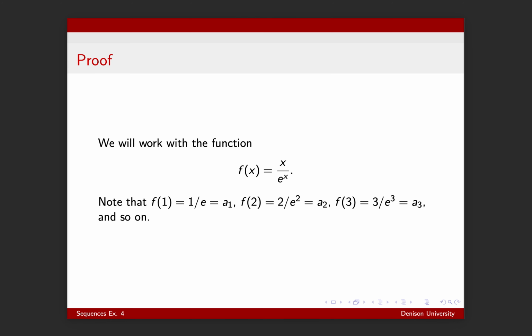All right, so for this problem, we're going to be translating that sequence to a function. So we're going to work with f of x equals x over e to the x. We can do this because we can see that f of 1 equals a sub 1, f of 2 equals a sub 2, f of 3 equals a sub 3, and so on.